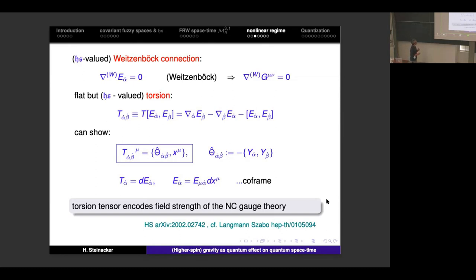And by the way, the torsion is really nothing but the D of the frame. But the spin connection is put to zero by hand. That's the whole point of the Weitzenböck connection. That's what it is. And this is the same thing. It's not totally obvious, but you can see it's the same thing. So the torsion tensor encodes the field strength of the non-commutative gauge theory. That's well known. And if you take a derivative of it, then you get this torsion tensor. So I think that's the key to a geometric understanding of this model. By the way, this was pointed out by Langmann and Szabo a long time ago. And now I think that's the way to understand it.